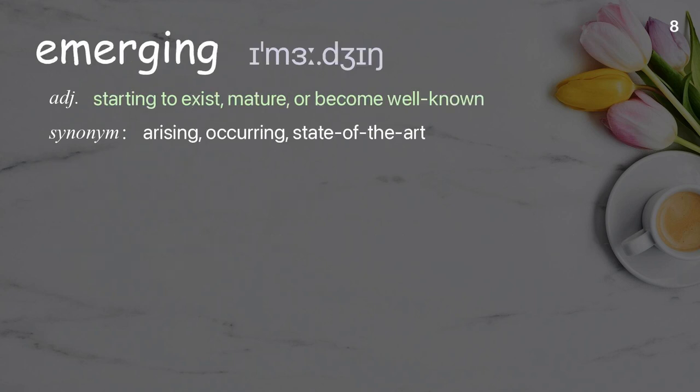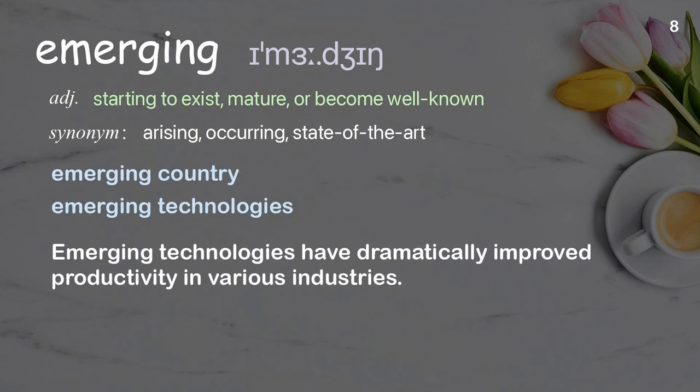Emerging. Starting to exist, mature, or become well-known. Examples. Emerging country. Emerging technologies. Emerging technologies have dramatically improved productivity in various industries.